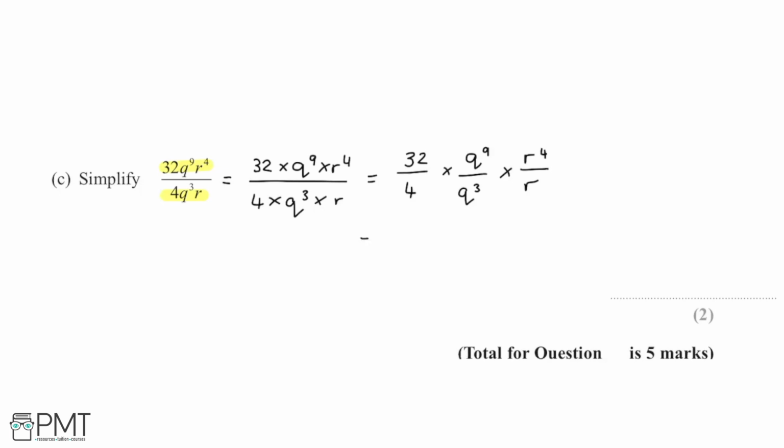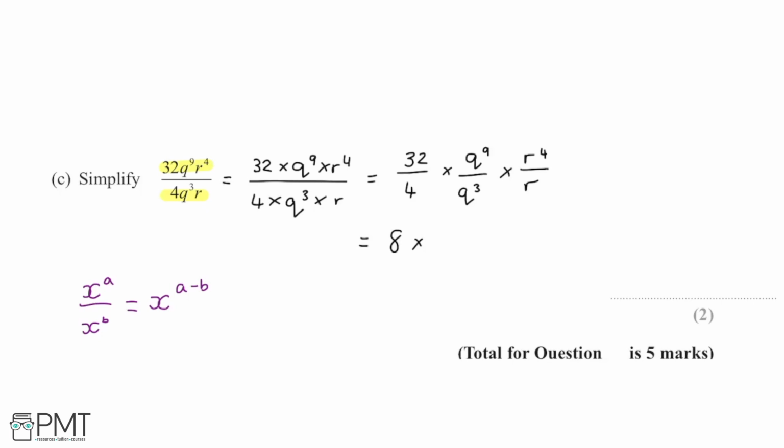I can start with 32 over 4. That just gives me an answer of 8. And then we're multiplying that by q to the 9 over q to the 3. So here, again, I'm going to be referring back to my laws of indices. For example, if I had x to the a over x to the b, so when we have the same variable raised to two different powers, one over the other, this gives us an answer of x to the a minus b. So to find the new power, we subtract the denominator power from the numerator power.